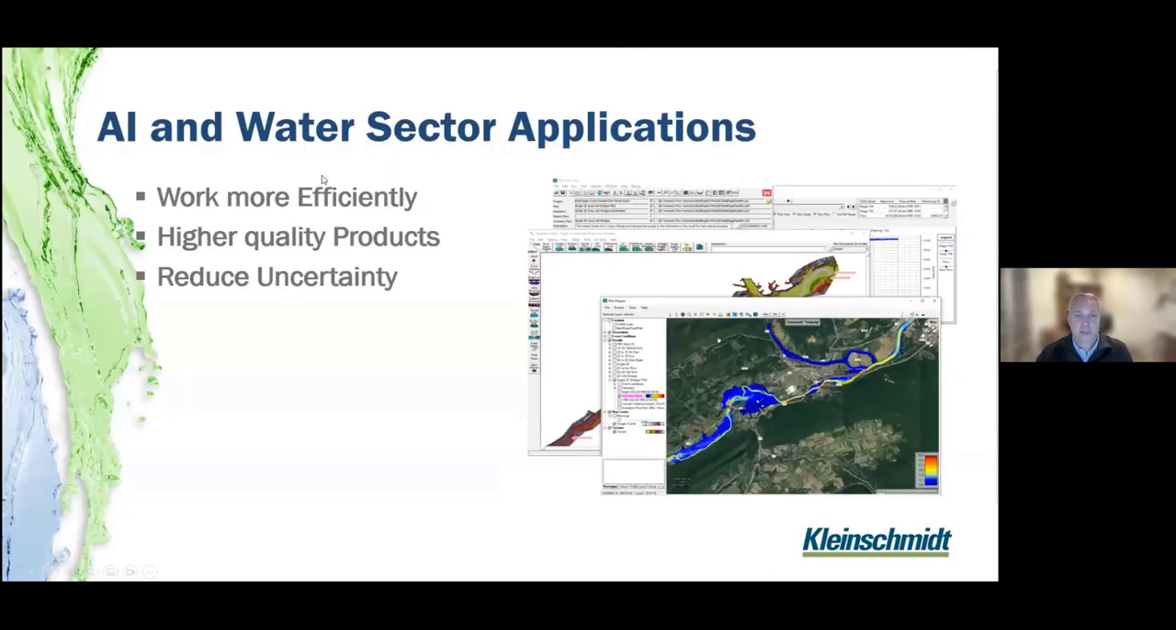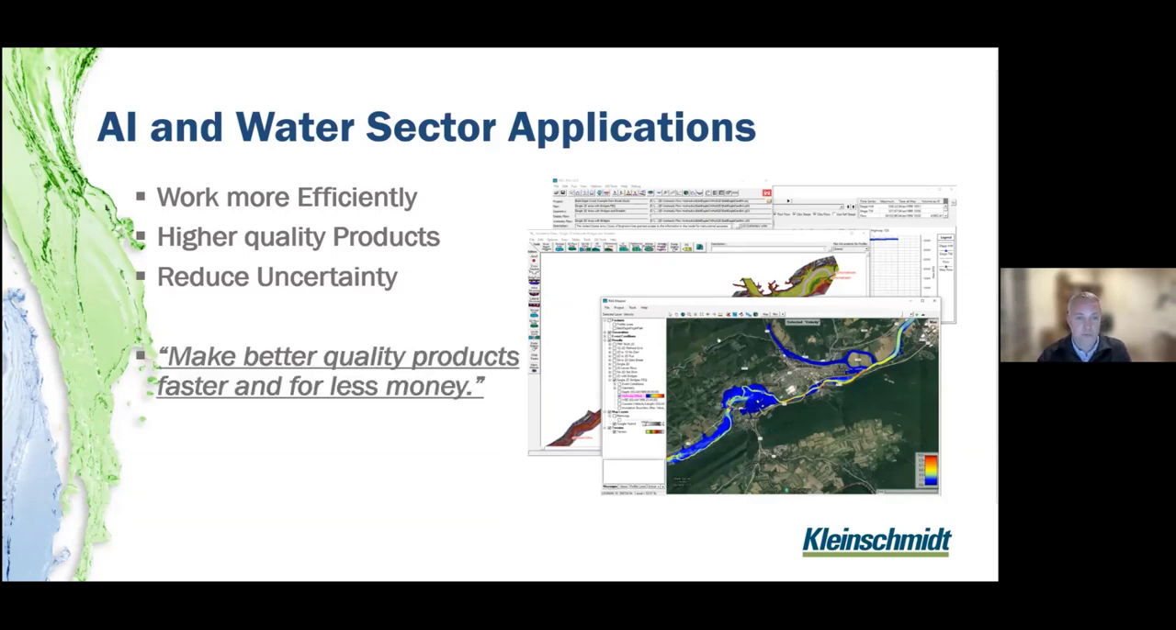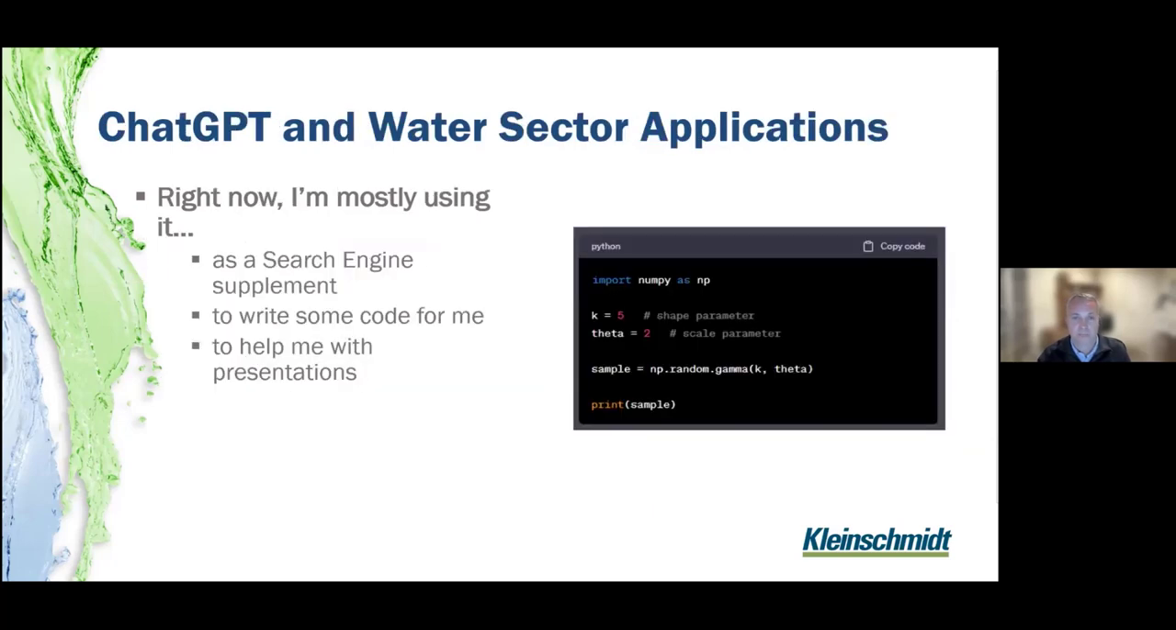So what is this all about? Why are we here? Why do we care about ChatGPT and AI? Well, I think there are three things that we're all trying to strive for. We're trying to get more efficient in how we work, produce better products, and reduce uncertainty. In other words, we're trying to make better quality products faster and for less money. And this is a way that I believe that can be done to some level.